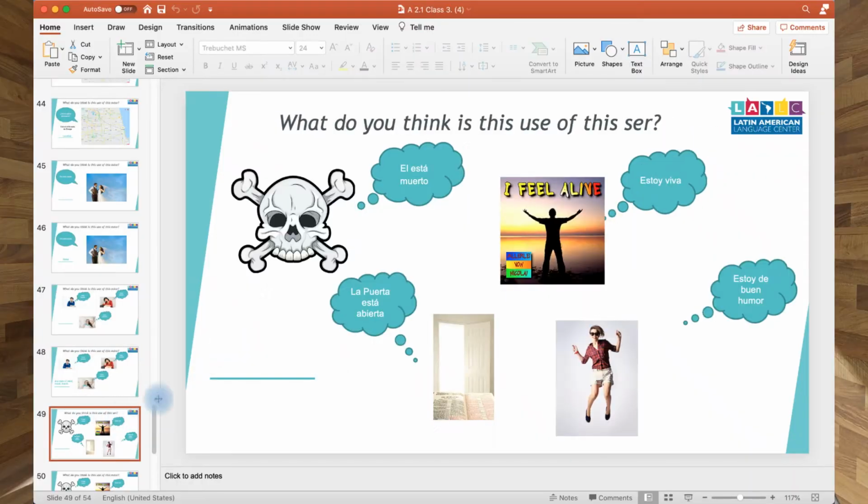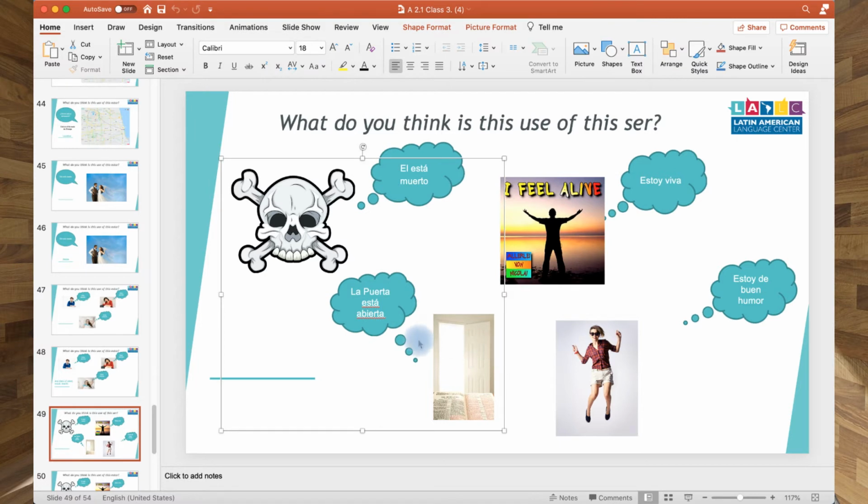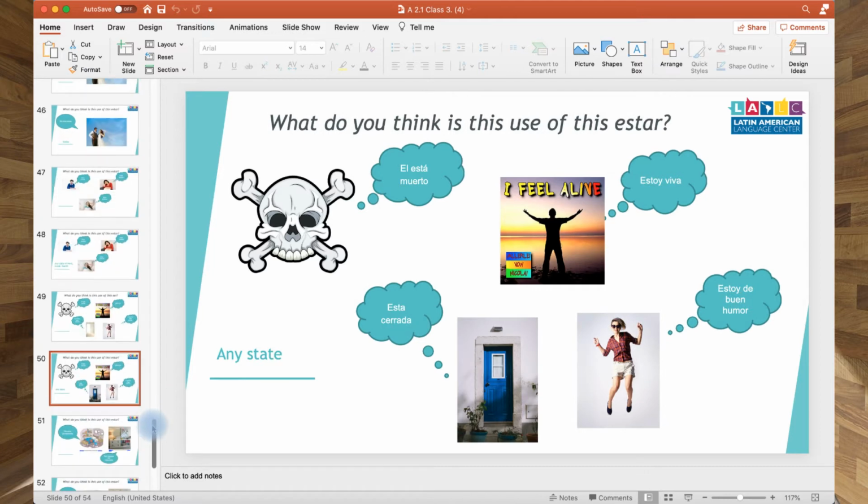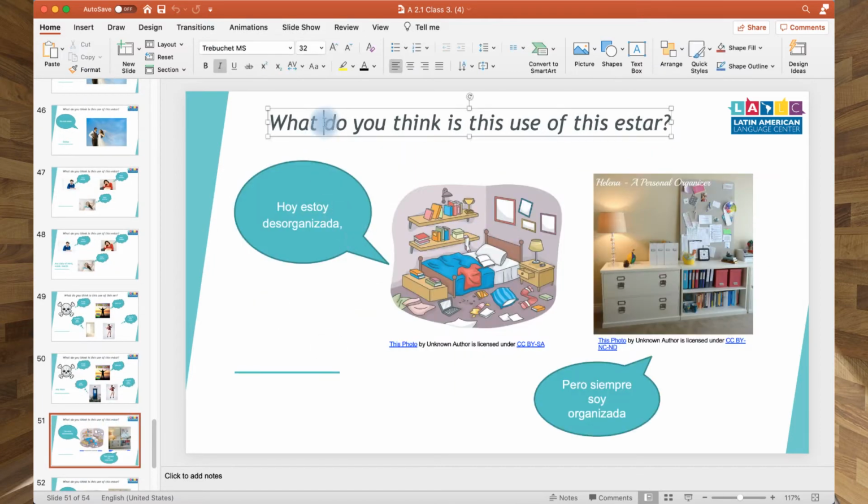Estar muerto, I think I put some example. Any state of mood or health, or any state, like estar muerto, la puerta está abierta. You see, what is the status, the door is open, right? Estoy viva, I'm alive. Estoy muerto, estoy de buen humor, I'm in a good mood. So, any state is estar, okay?